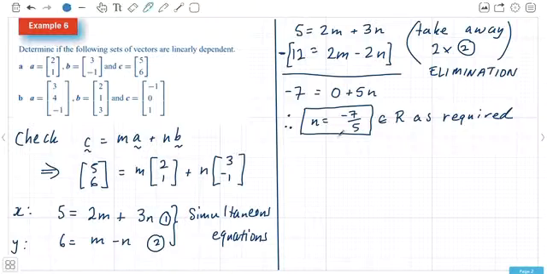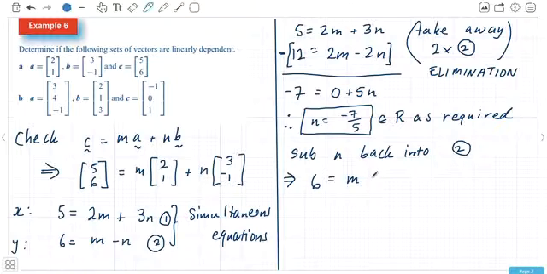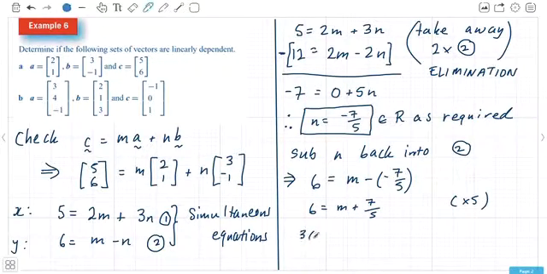And second, once you've got what N is, you can now substitute that back in. I'm going to sub N back into the second equation just because I don't have to multiply by anything there. So I've got 6 equals M take away N, and because N is -7/5, 6 equals M plus 7/5. Multiply everything by 5 to get 30 equals 5M plus 7. Take away 7 from each side, so you've got 23 equals 5M, so therefore M equals 23/5, which again is an element of the reals.